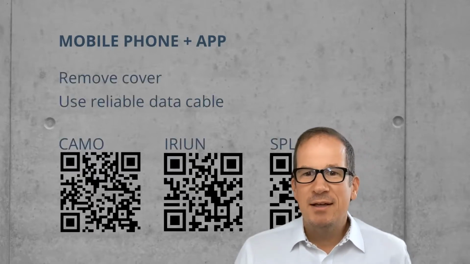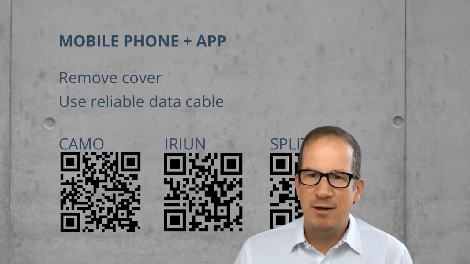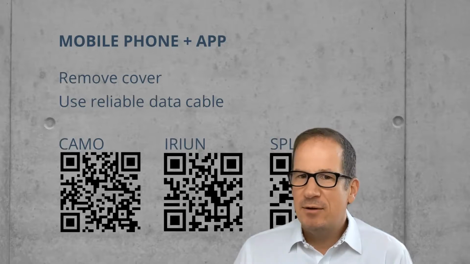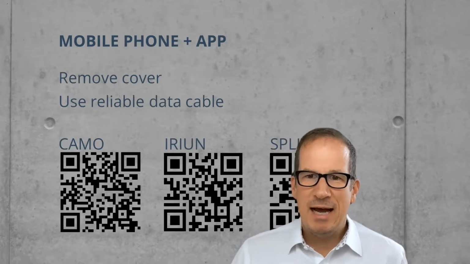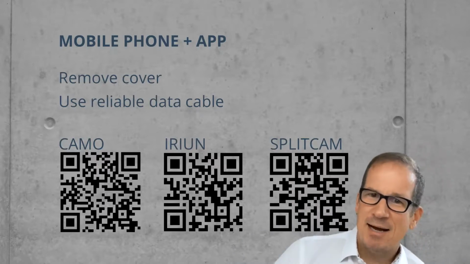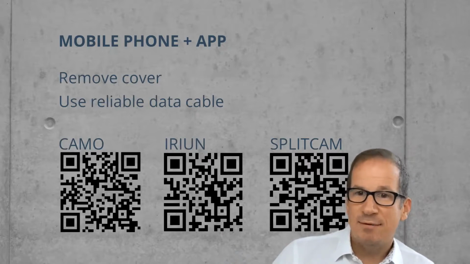So how do you do that? Well, simple enough. You need an app on the phone and you need an app on the computer so they can talk to each other. You can download any of these 3 apps that you can see here and scan here. It's Camo, Irion, and SplitCam. I use Camo, but I think they all work fine. All of them work on iPhone and Android. All of them work on Windows and Apple.